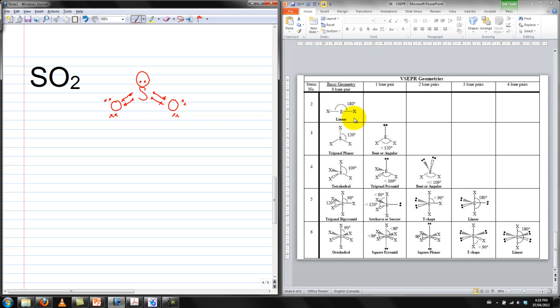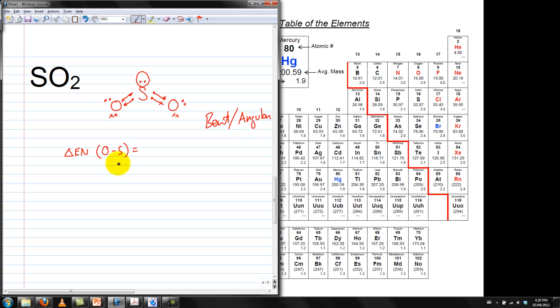Referring back to my VSEPR chart, I see that SO2 seems to have this particular shape, or this particular geometry, where we have one lone pair of electrons at the top, and the central atom is bonded to two other elements at the bottom over here, the two oxygens, and also the lone pair. So apparently it's going to have a bent or angular shape. There we go. Bent or angular.